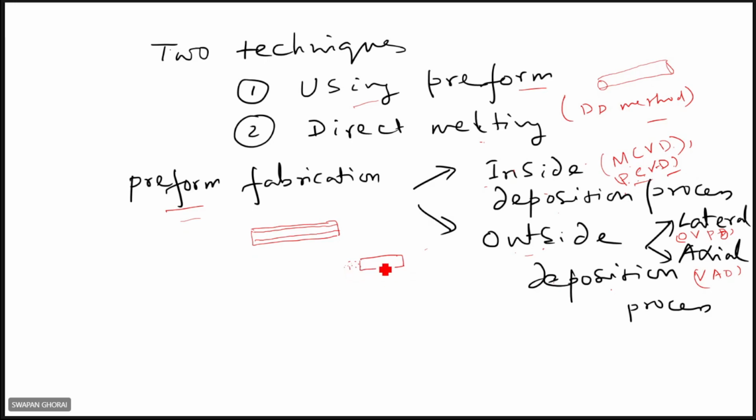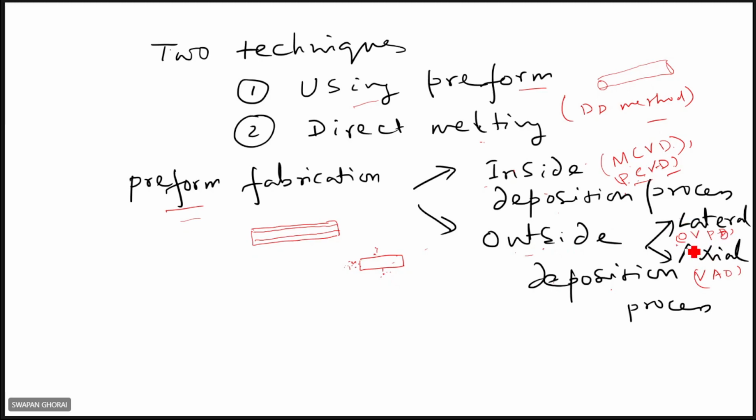If that is the case, if it is an outside deposition process, then the deposition can occur outside the glass material. It can be at the end, or it can be lateral. So it can be lateral deposition, or it can be axial deposition.